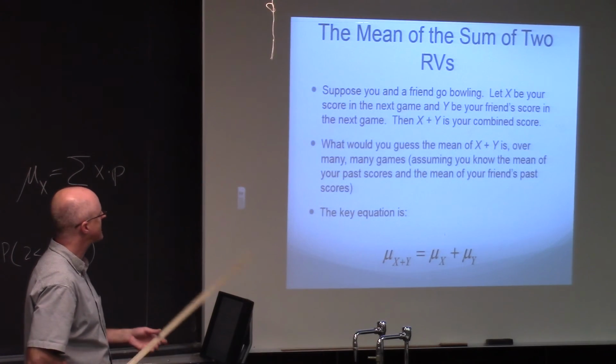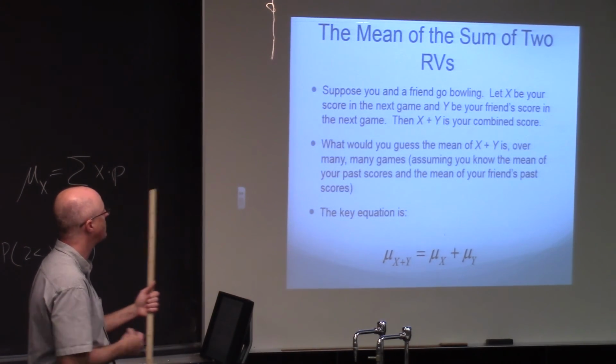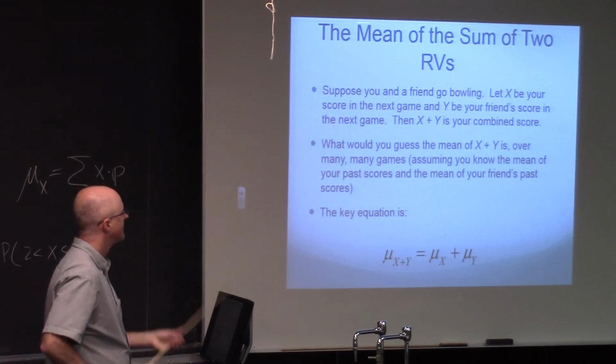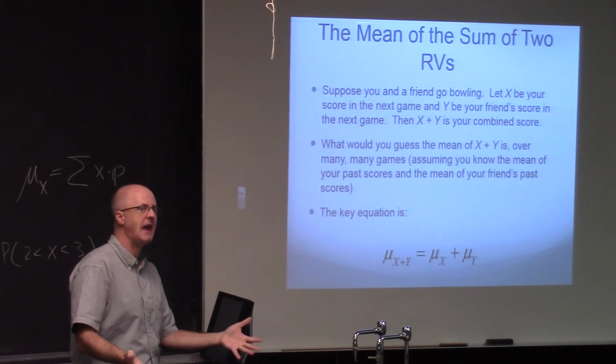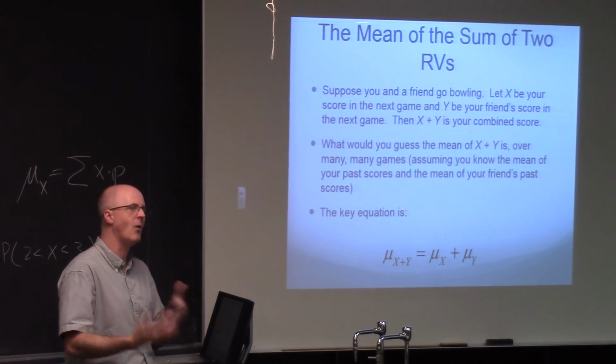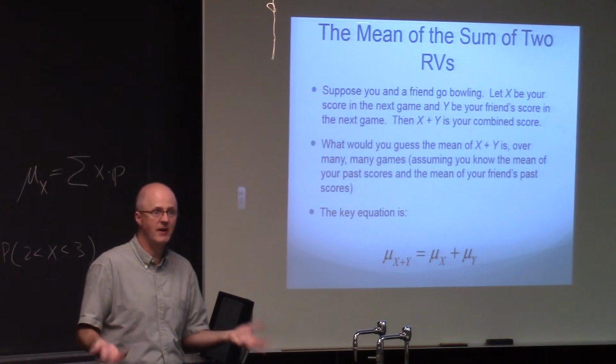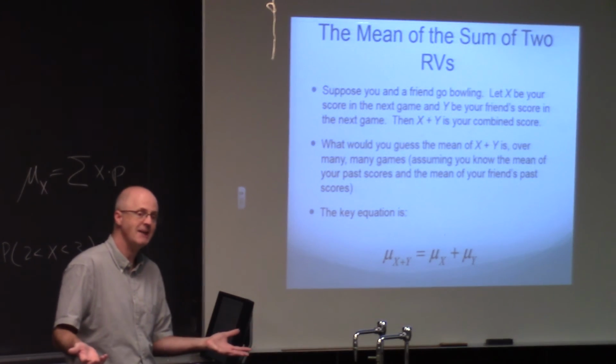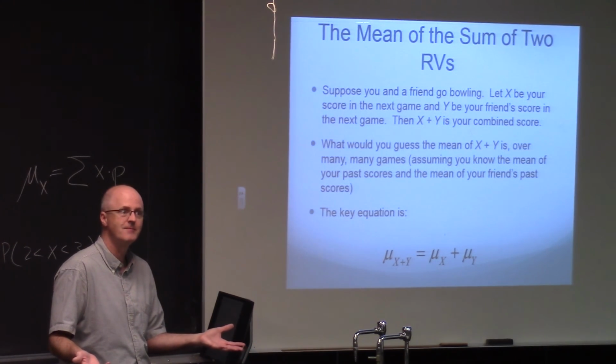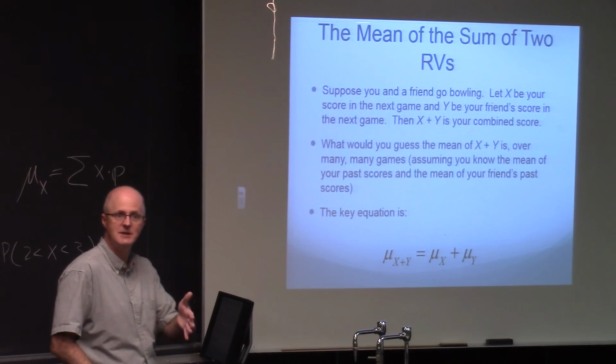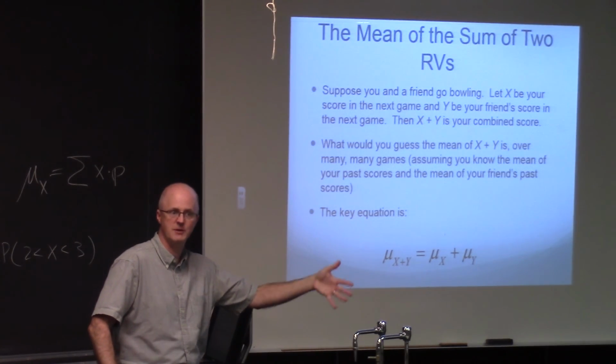Mean of the sum of two random variables. Pretend you and a friend go bowling. You're about to bowl a game. Let x be your score and let y be your friend's score. Those are random variables. You don't know what you're going to get before you actually bowl. They're discrete random variables because you can only have whole number values for your score.